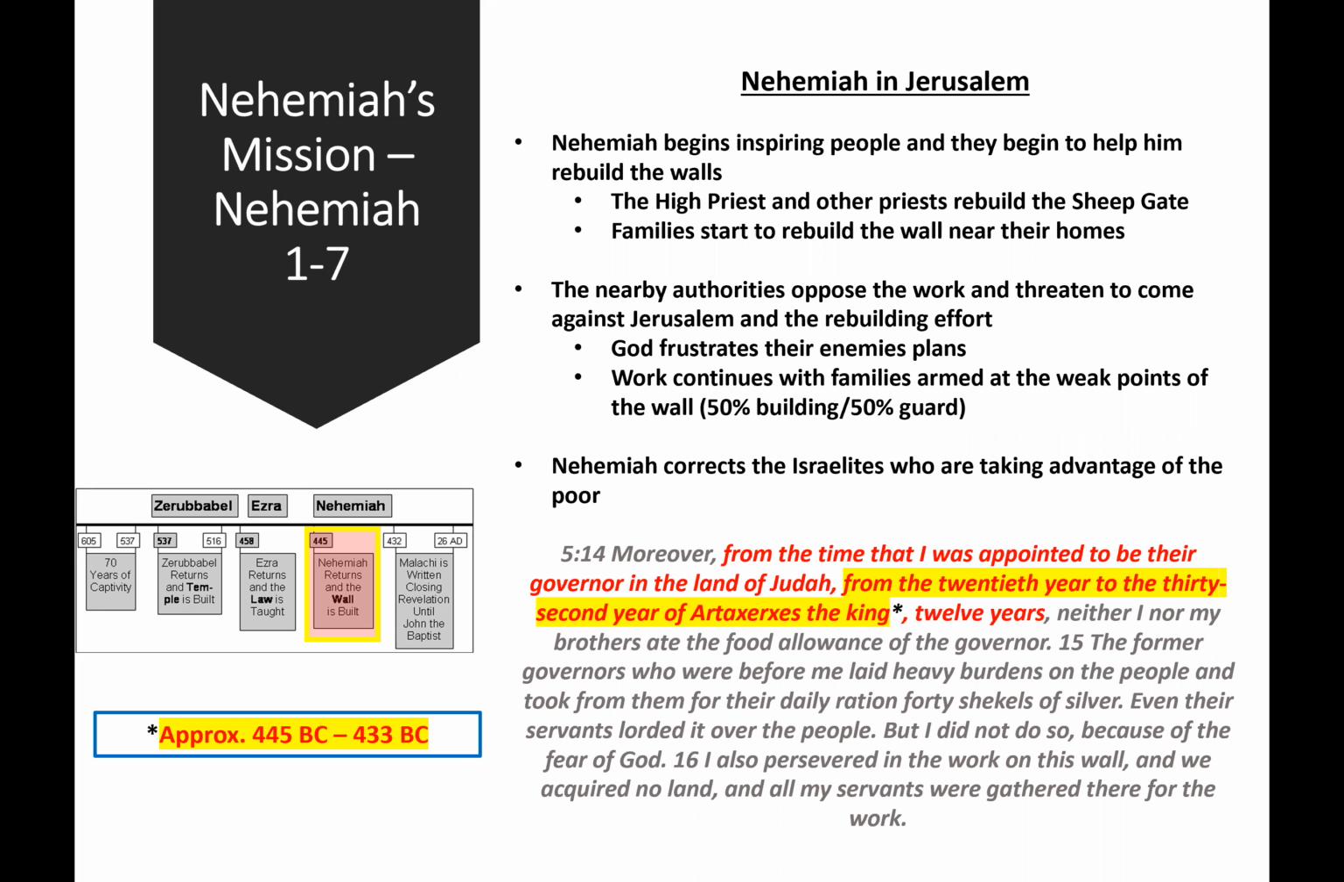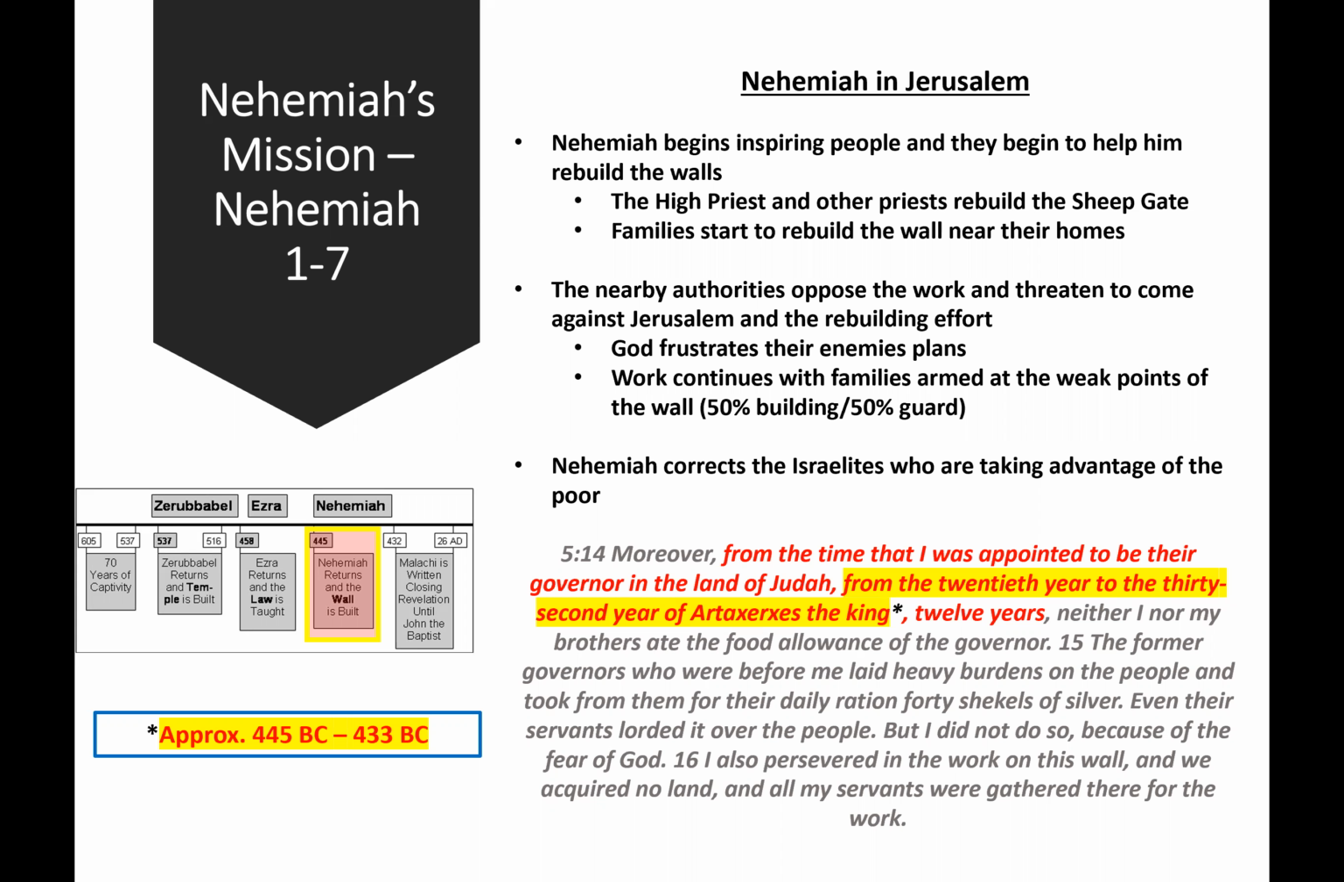The former governors who were before me laid heavy burdens on the people and took from them for their daily ration 40 shekels of silver. Even their servants lorded it over the people. But I did not do so because of the fear of God. I also persevered in the work on the wall, and we acquired no land, and all my servants were gathered there for the work.